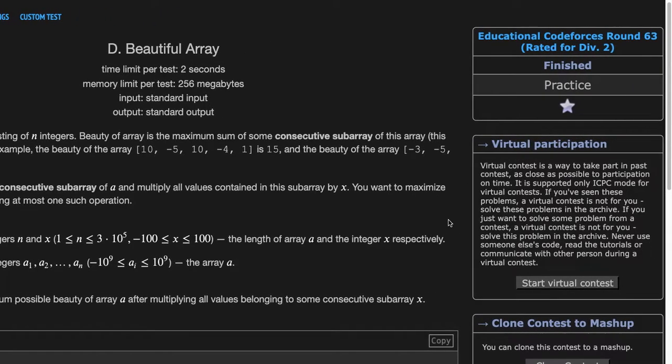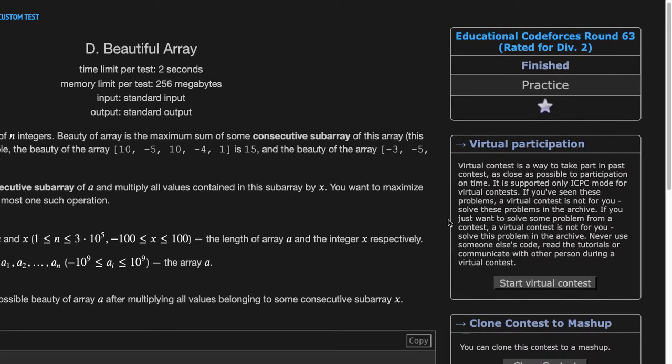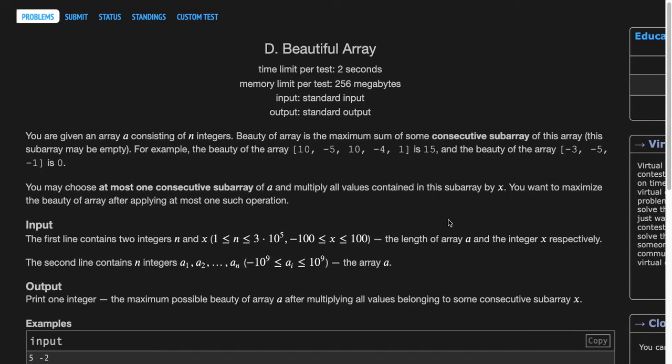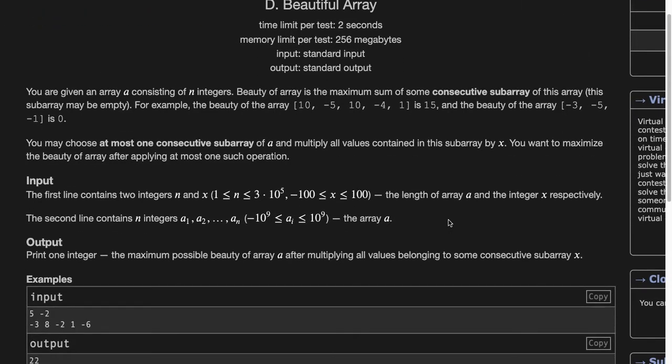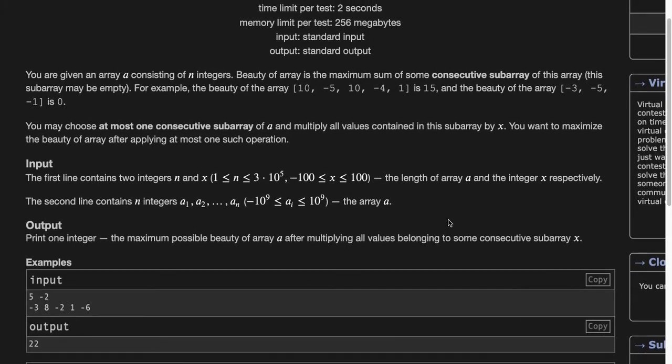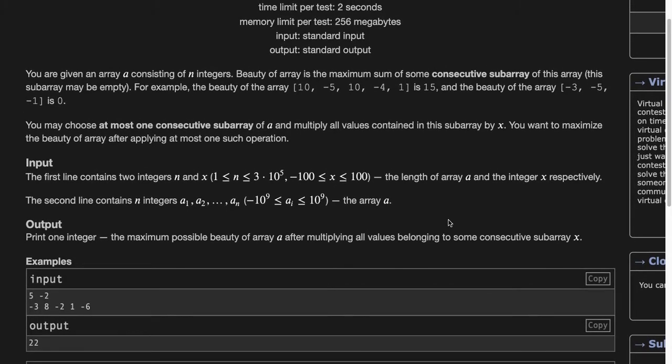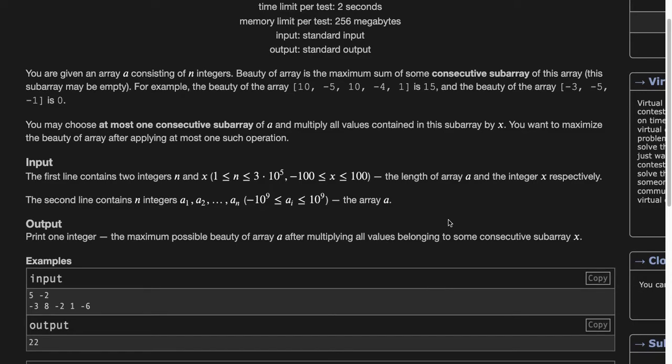1155D, Beautiful Array, Educational Codeforces Round 63, Div 2 D. Right, so we've been given an array of n integers. The elements could be positive, negative, or both, and we need to find the subarray of maximum sum.